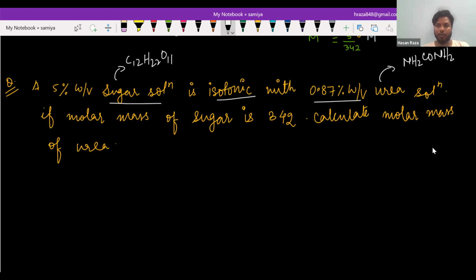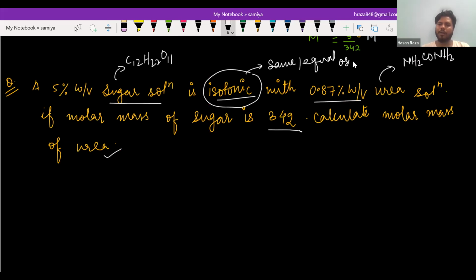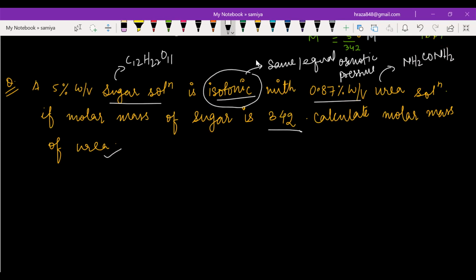It will be very easy for you to solve this problem. A 5% weight by volume sugar solution is isotonic with 0.87 percent weight by volume urea solution, and molar mass of sugar is given, and we need to calculate molar mass of urea. Basically, isotonic means same osmotic pressure. This means equal osmotic pressure. Got it, everyone? Now you can easily solve. Yes, sir. Please do this. Very good. Thank you.